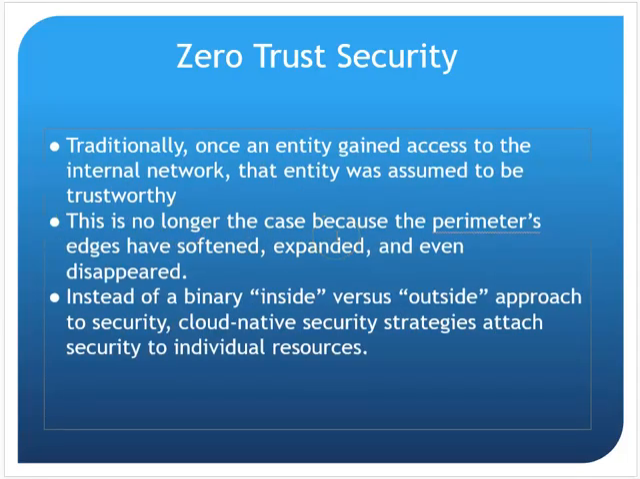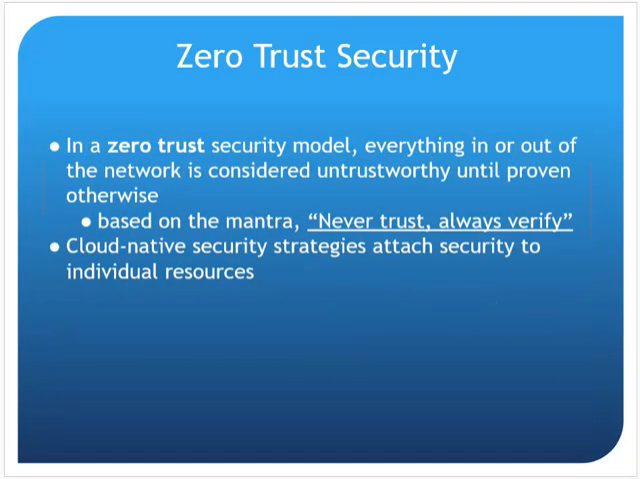Traditionally, once an entity gained access to the internal network, it was assumed to be trustworthy. That's no longer the case. Since these edges have softened, expanded, even disappeared in some cases, instead of a binary inside versus outside approach to security, cloud-native security strategies attach security to individual resources. So instead of this binary inside-outside, it's attached to everything. Everything is considered not trustworthy until it's verified, and that's the mantra here: never trust, always verify, as people are moving inside and outside your perimeter.